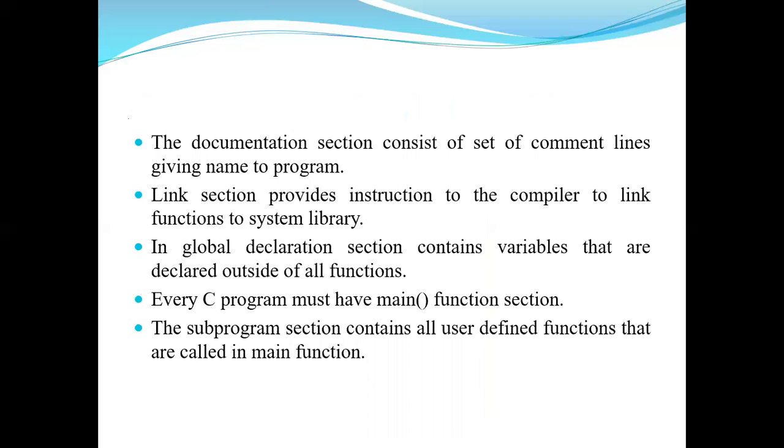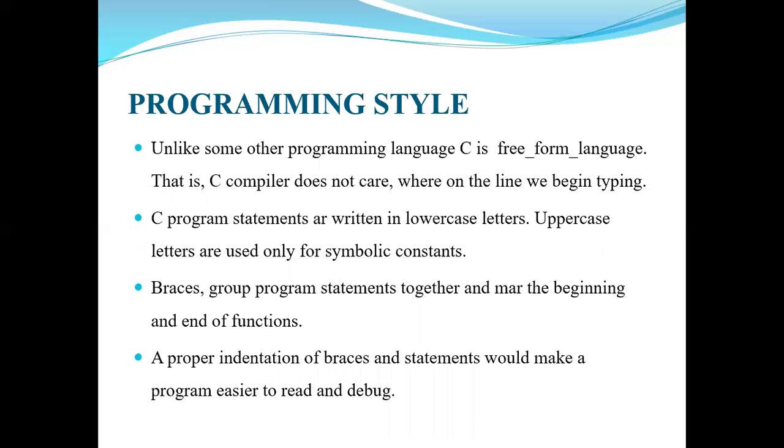So this was explained. Documentation, I'll repeat again. The documentation section consists of a set of comment lines giving the name of the program, the author. You can include many more, such as the purpose of each line. You can also include comment lines at the end of each line of your program. The link section provides instructions to the compiler to link the functions from the system library. The global declaration section contains variables that are declared outside of all the functions. Every C program must have a main function section. The subprogram section contains all the user-defined functions that are called in the main function.